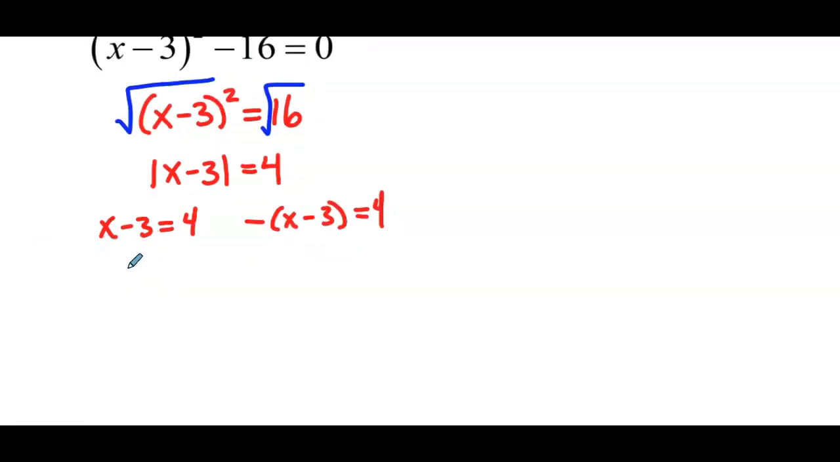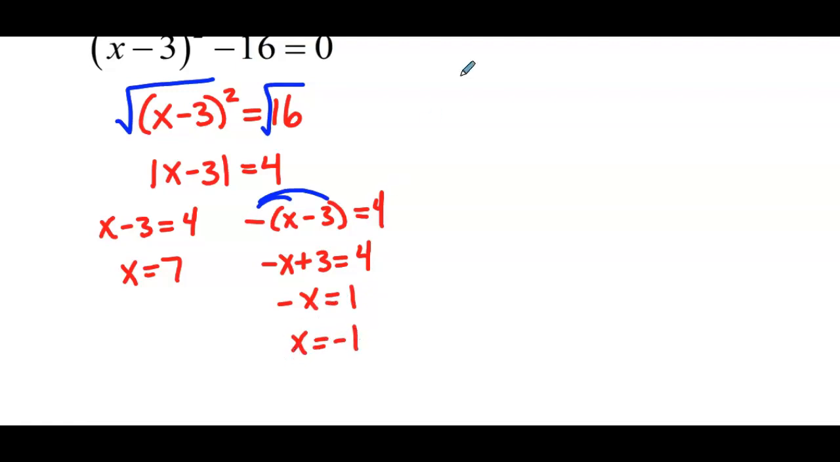So here we can add 3 to both sides, so we'd have x = 7. Here we can distribute out the negative 1. Negative x + 3 = 4. Subtract 3 from both sides, negative x = 1. Divide both sides by negative 1, x = -1. So our solution set is -1 or 7.